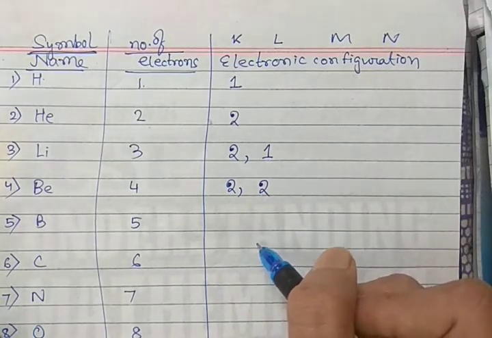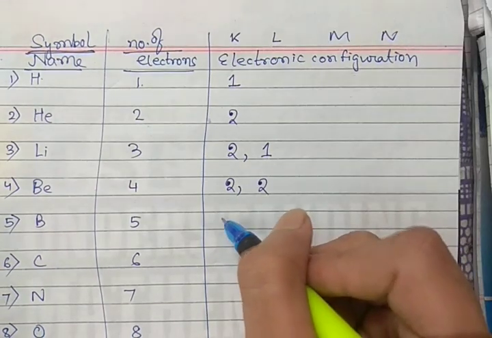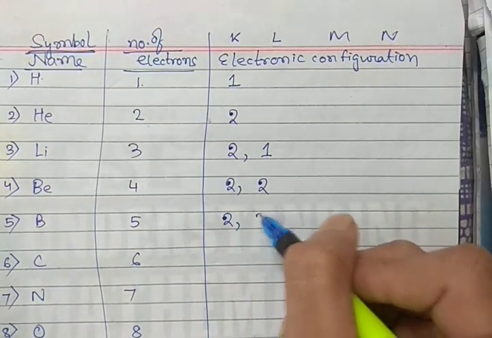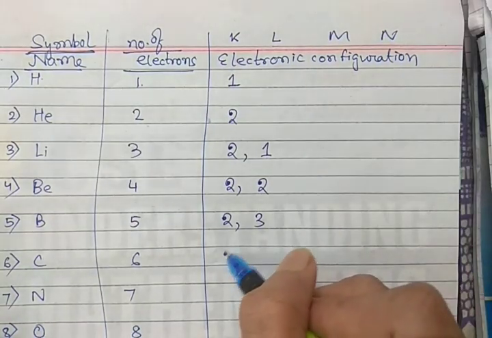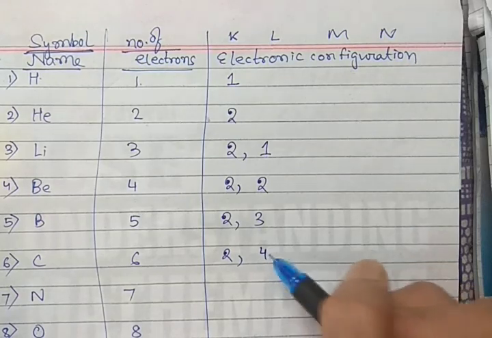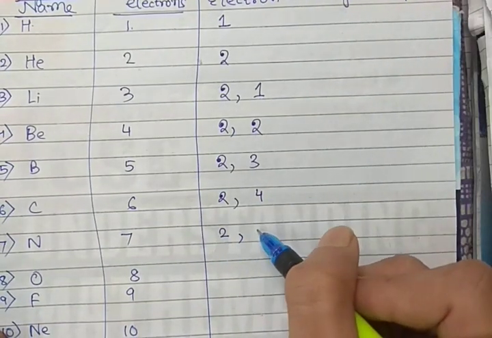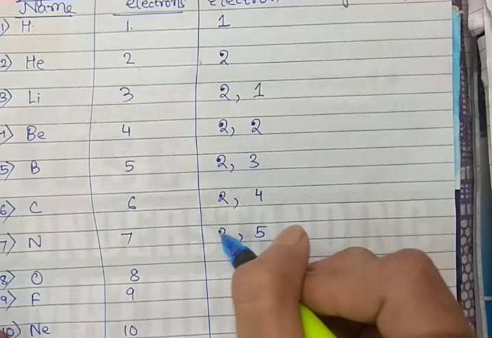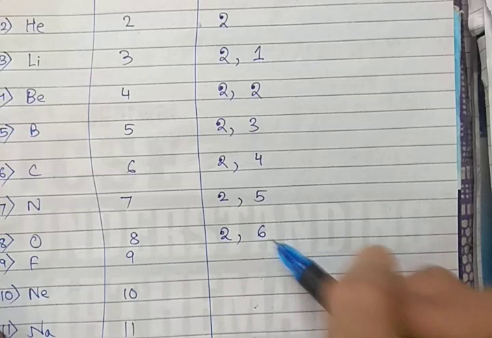Okay, 2 in the K shell and 2 electrons in the L shell. Boron will have 2 electrons in the K shell, 3 electrons in the L shell. Carbon will have 2 in K and 4 in the L shell. Nitrogen will have 2 in the K shell and 5 electrons in the L shell. Oxygen will have 2 electrons in the K shell and 6 electrons in the L shell.